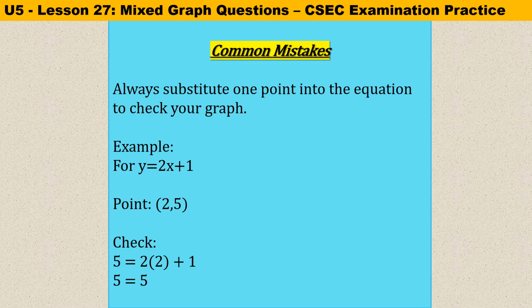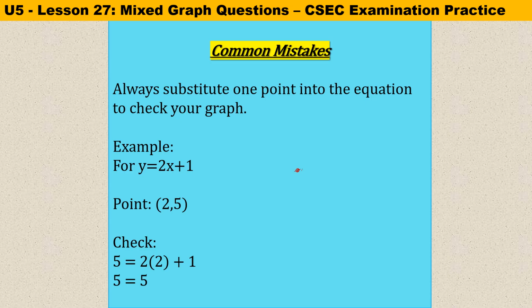It's common for mistakes to be made, but we work on these mistakes so we don't make them again. So what I want you to do is to always substitute one point into the equation to check your graph. So for example, you are given y equals x plus 1. You're going to enter the point (2, 5). That means you have identified your y-intercept and you're going to put your first dot, right?